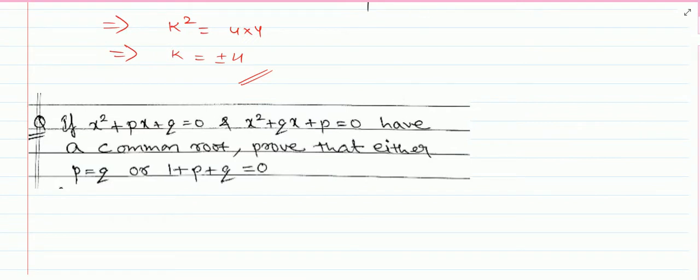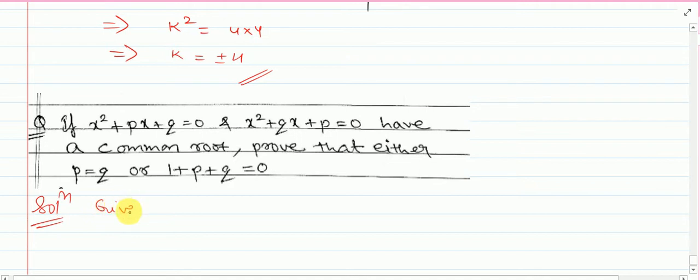Now let us see the next question. Here it says if x square plus px plus q equal to 0 and x square plus qx plus p equal to 0 have a common root, prove that either p is equal to q or 1 plus p plus q is equal to 0. So let us see the solution.